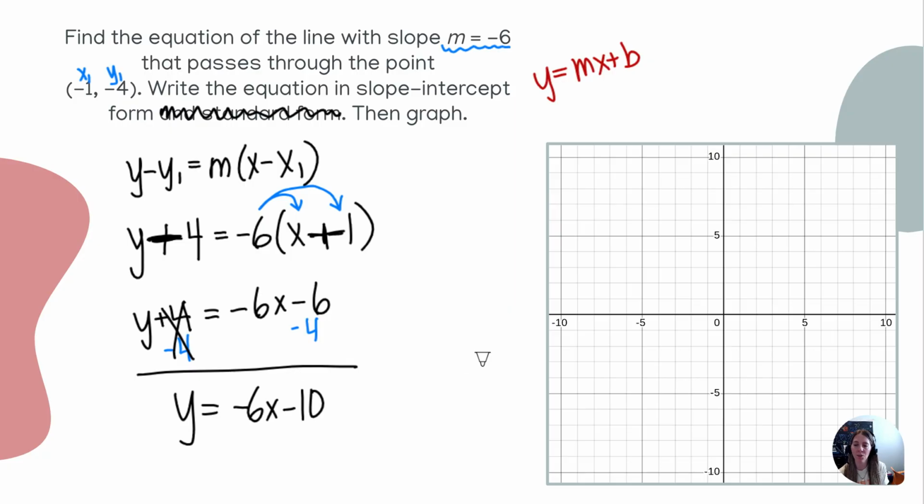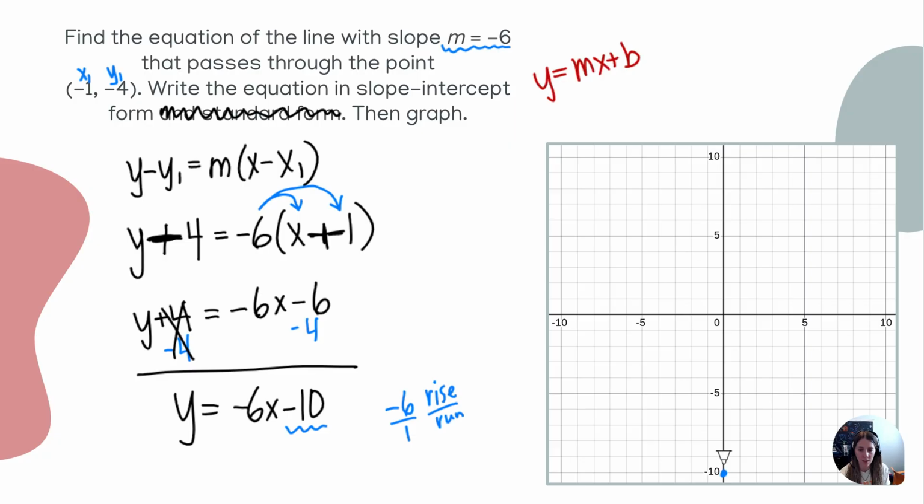And then if it asks you to graph this, I would graph first my y-intercept. So down at -10, I have my line crossing at -10, and then my slope is -6. So that means it goes down 6 over 1. So -6 over 1 is my rise over run. So down 6 over 1.